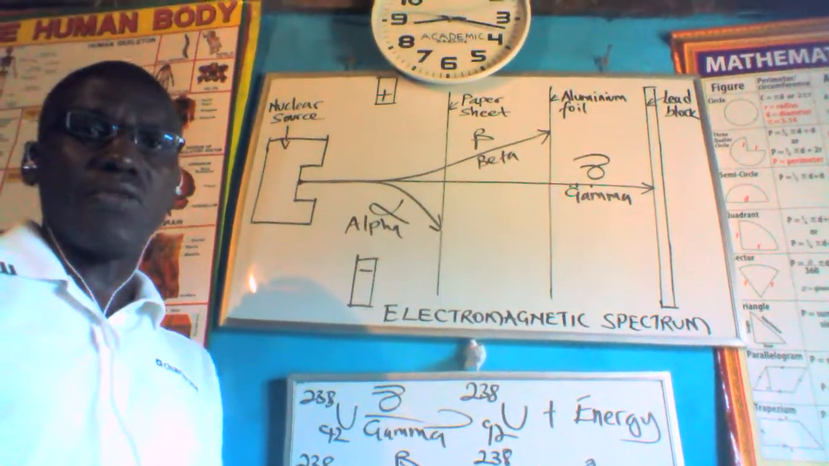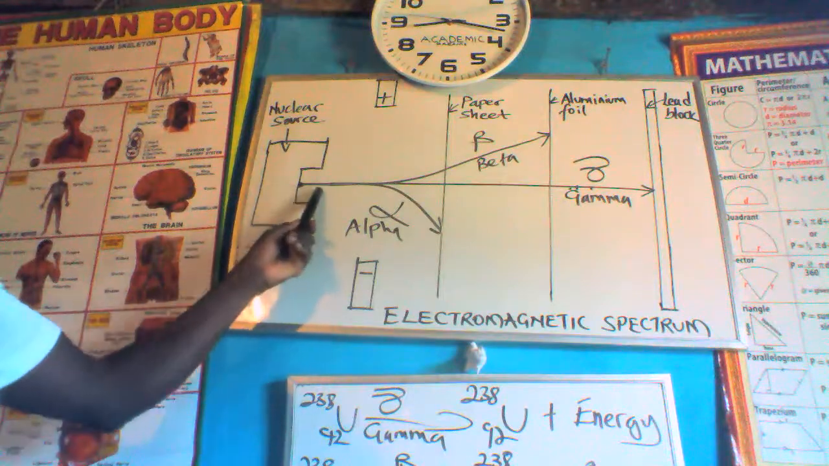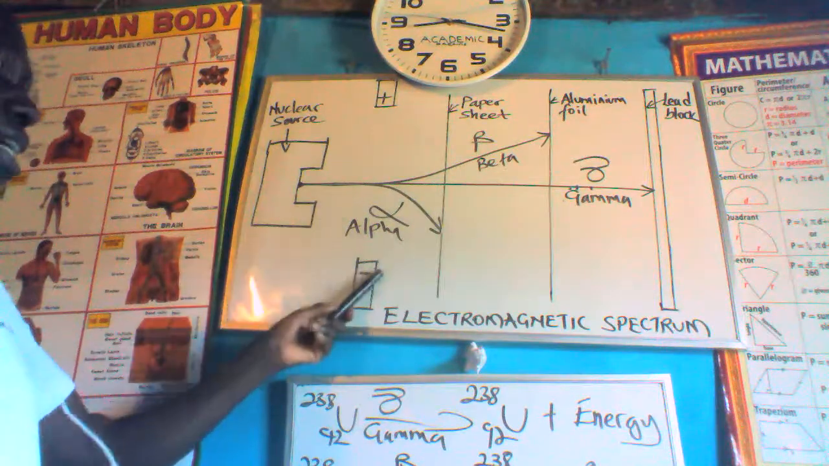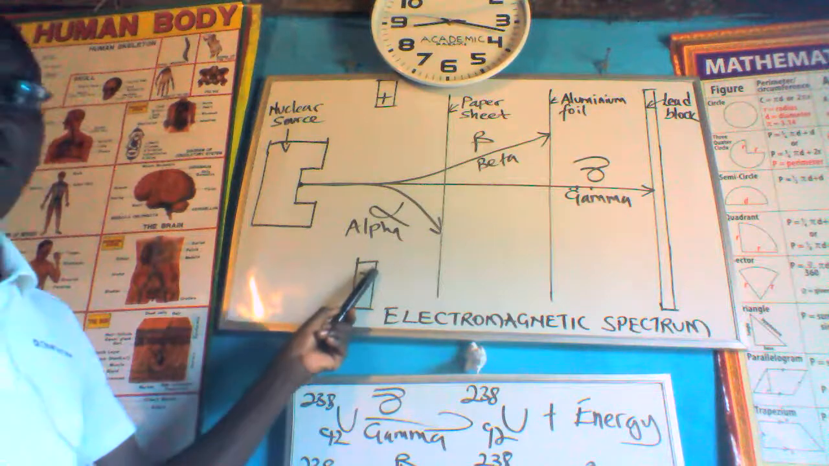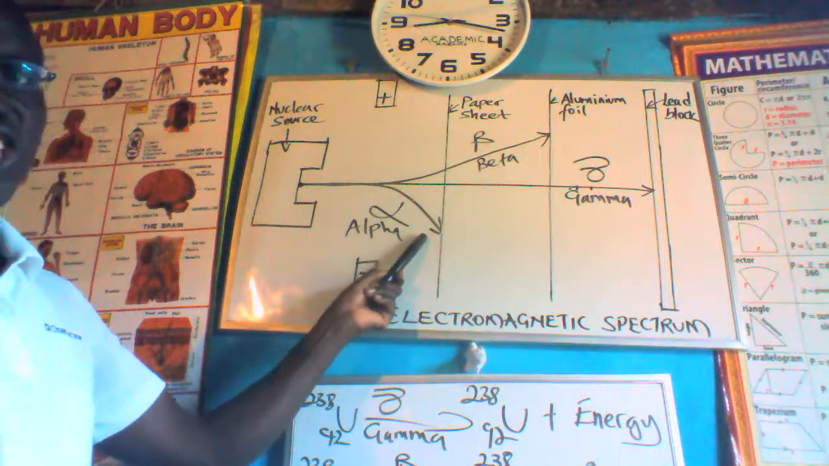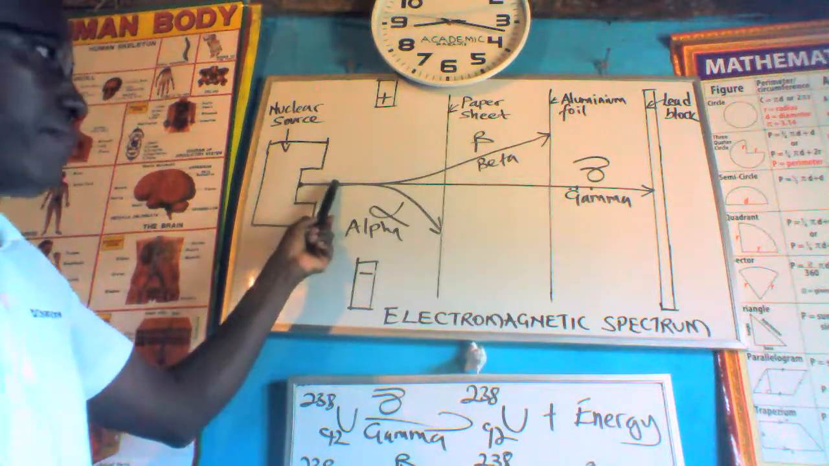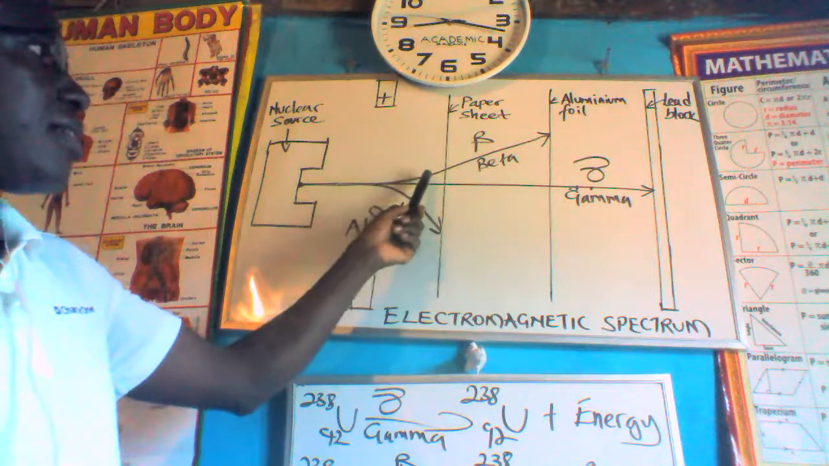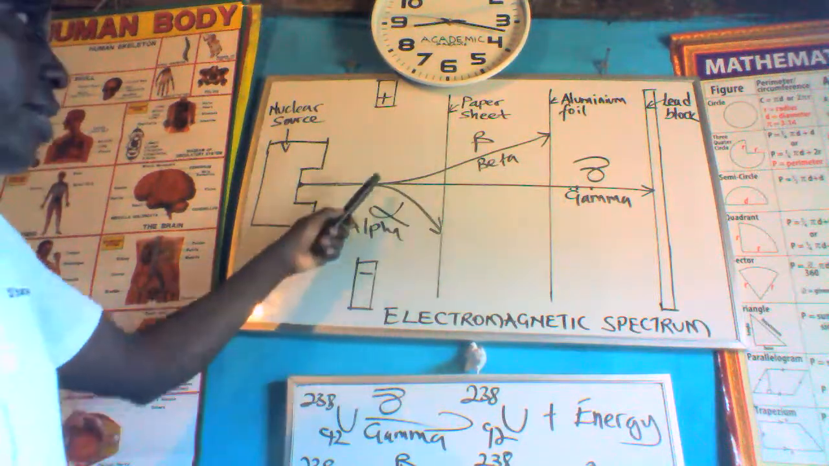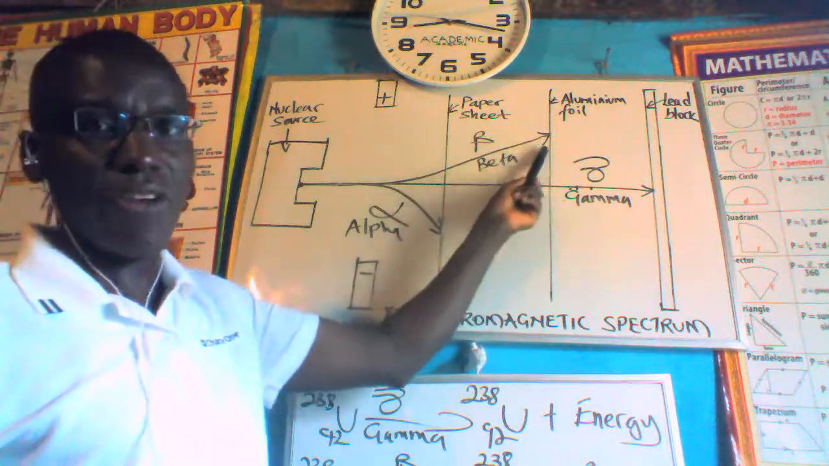A reminder again of what happens up here is, as you saw earlier, the alpha particle being positively charged moves towards the negative terminal. Since it has low penetrating power, it is stopped by the thin sheet of paper. 2, the beta particle has a moderate penetrating power. It goes past the thin sheet of paper. It is deflected towards the positive terminal, and it is stopped by the aluminum foil.